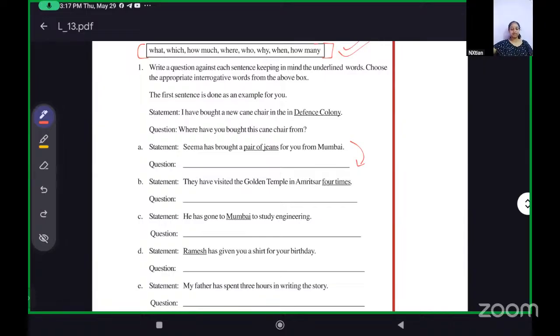Is there no underlined word for E? Underlined words form E, E, E. If there is no underlined word, we can just make any question out of it. If there are no underlined words. Okay.